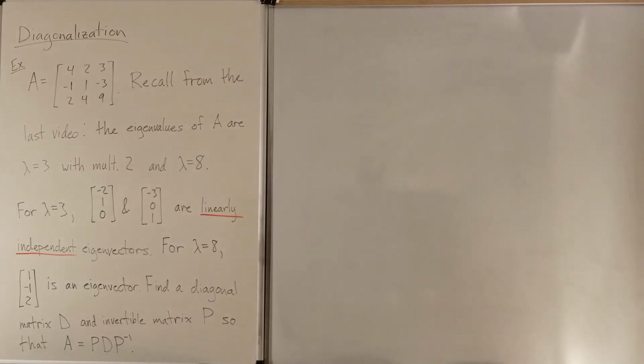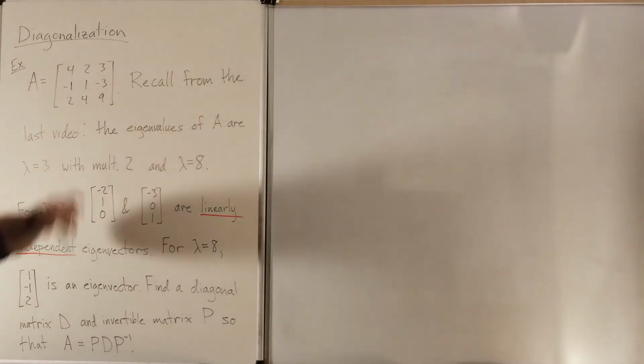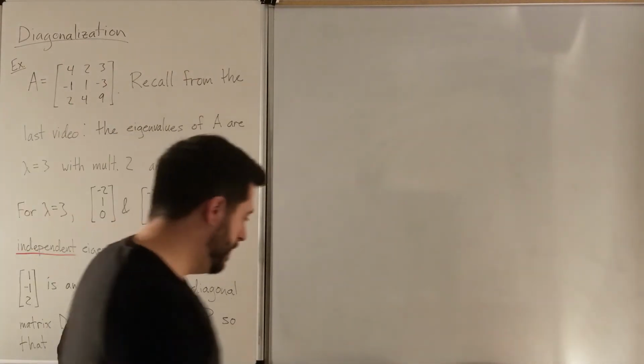Now on to the stated problem. Our goal is to find a diagonal matrix D and an invertible matrix P so that A is written in this diagonalized form, right? This process of finding the P and the D is called diagonalization.